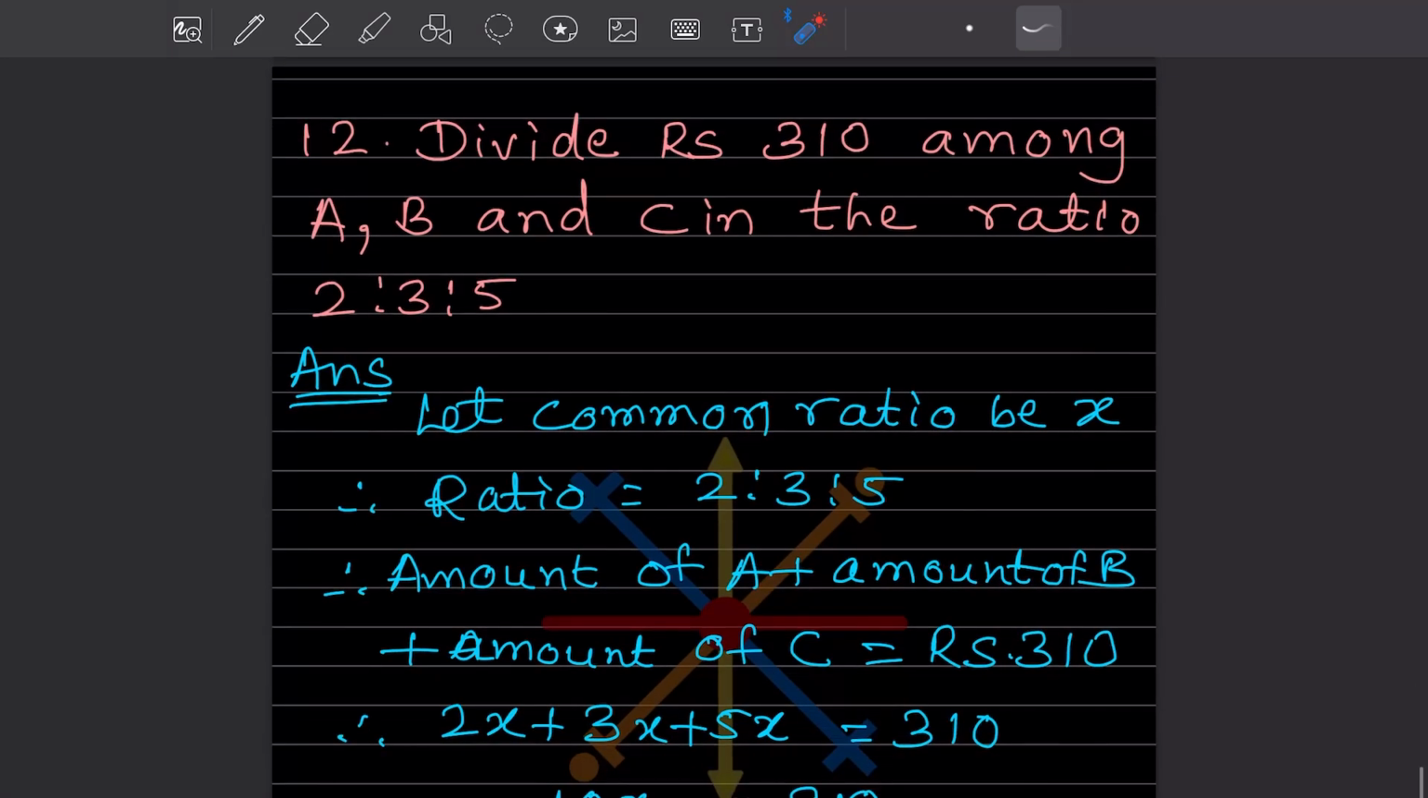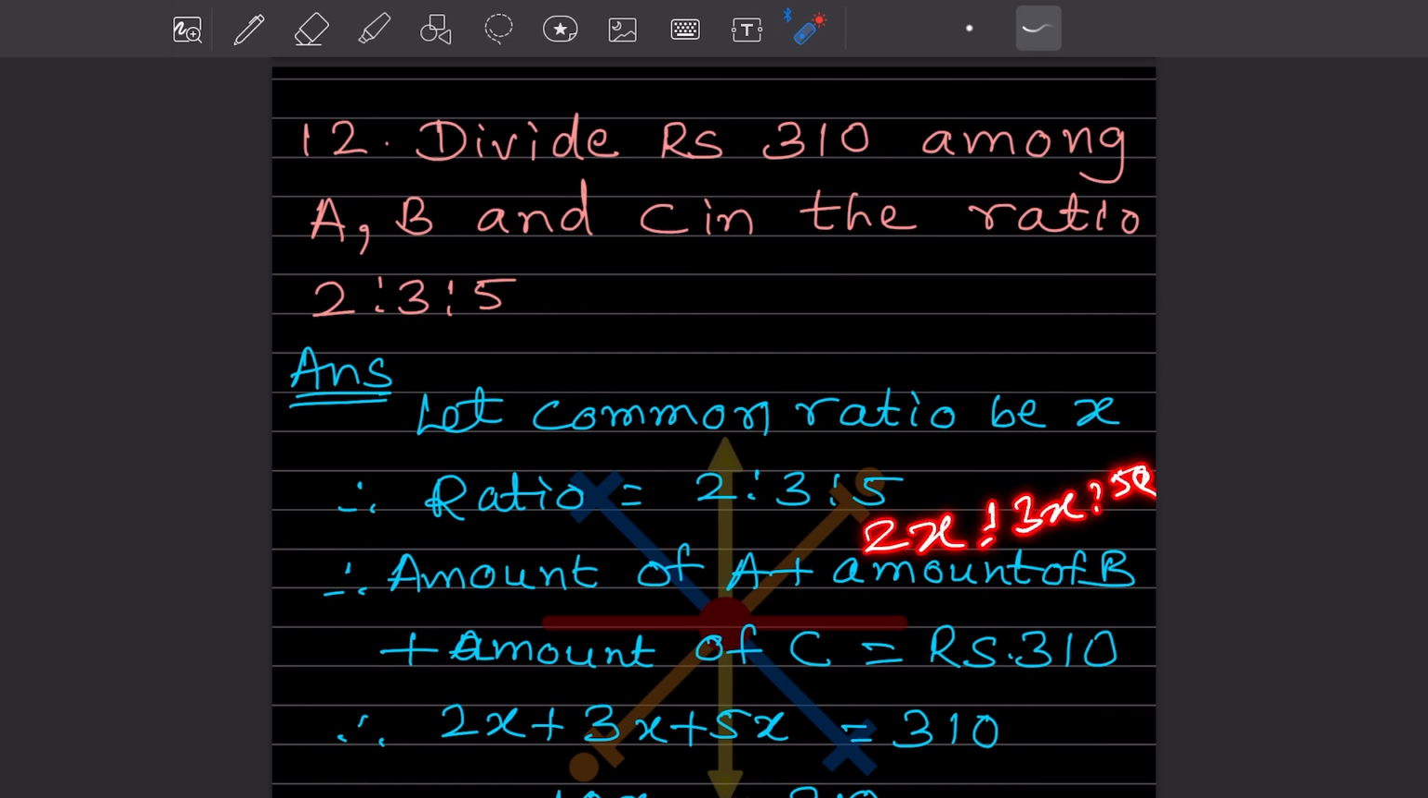So the next problem says that divide rupees 310 among A, B and C in the ratio 2 is to 3 is to 5. So again here we are going to consider the common ratio as x. Ratio is given as 2 is to 3 is to 5. There are 3 persons, isn't it? A, B, C. So amount of A plus amount of B plus amount of C is given as 310, because this 310 we have to divide. Since we said common ratio as x, we can write 2x is to 3x is to 5x.